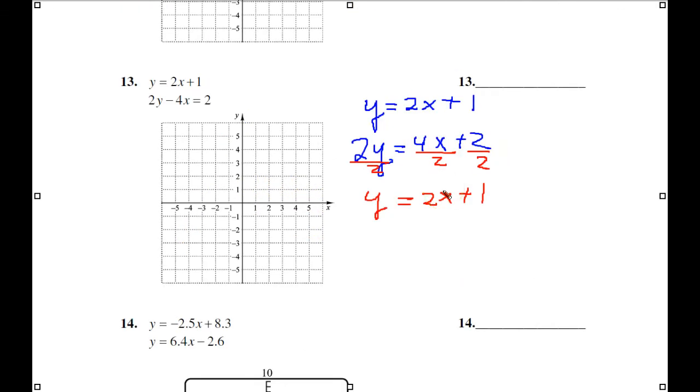Now in example 13, as you see it there, they don't look like the same equations, do they? But I left this one in slope-intercept form, and then I saw something, so I solved this one for y. And lo and behold, when I did that, I ended up with two equations that were exactly the same. So let's plot this one. Positive 1, then over 1 up 2. This will be one line.